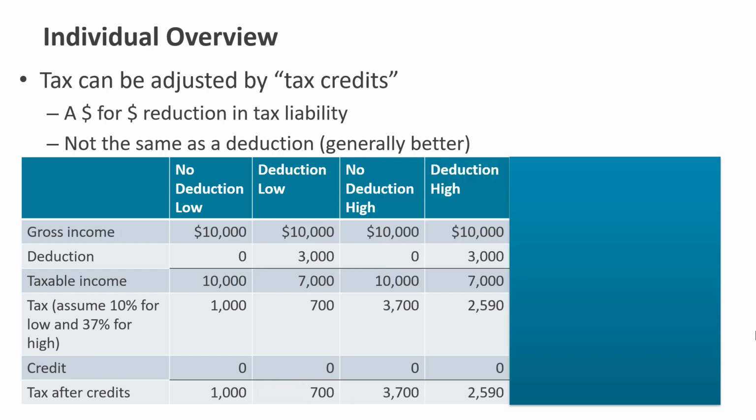If, on the other hand, you're a high income taxpayer, so now a high income taxpayer at 37% would pay $3,700 in taxes.